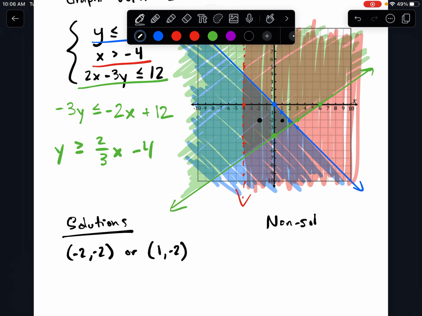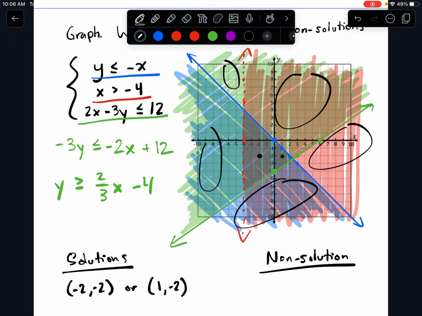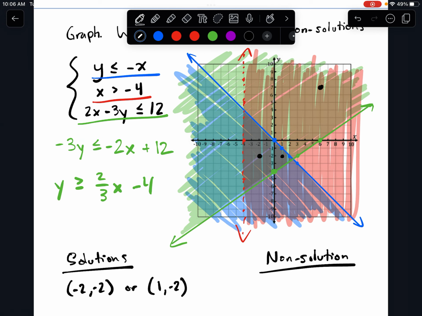And two non-solutions. Again, this would be anywhere in the area that's red, red and blue, blue and green, green, or red and green. Any of those places, you're not going to have a solution, right? Even over here with the red, just the blue intersection. So none of those places are going to give me a solution. So you can pick any points over there. Let's just pick one right there at (6, 7). And we can pick one way over here at (-9, -3).